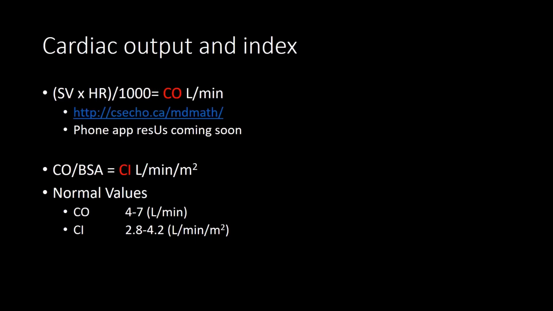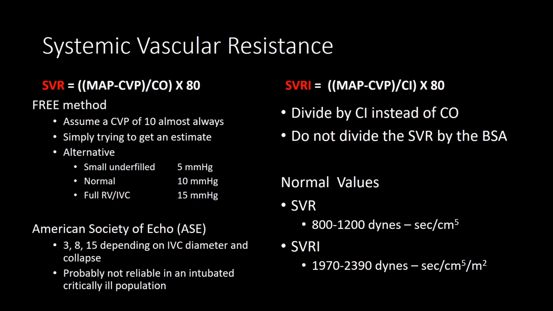And then cardiac output, and then you want to find your body surface area, or BSA, and that is multiplied together is your cardiac index. The normal values for cardiac output is about 4 to 7 liters per minute. The cardiac index is about 2.8 to 4.2 liters per minute per meter squared. So moving on to systemic vascular resistance.